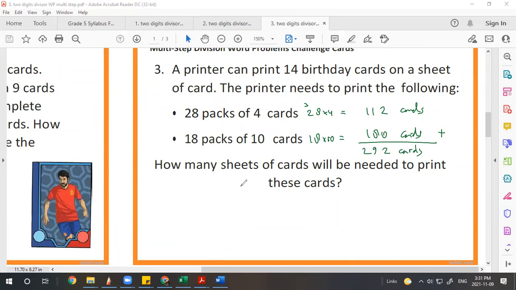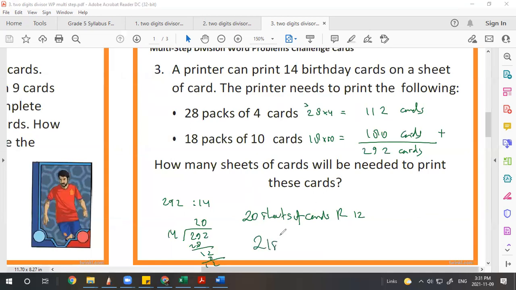So the amount of sheets of paper will be 292 divided by 14. You can just write like this. 292 divided by 14, 28, 12. Oh, we have the remainder. So you can put 20 sheets of paper, I mean, of cards, with the remainder 12. So 12 birthday cards need to be printed on the next sheet.